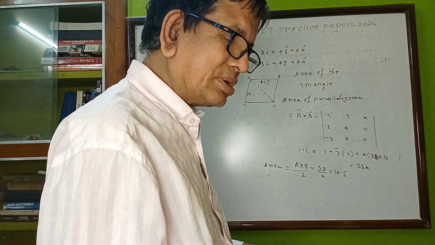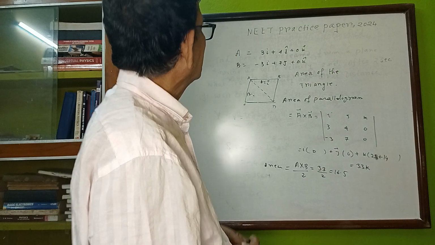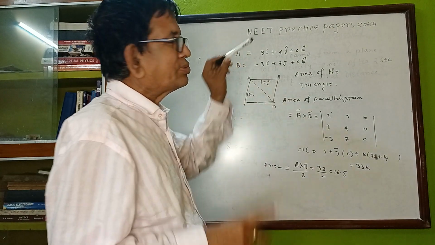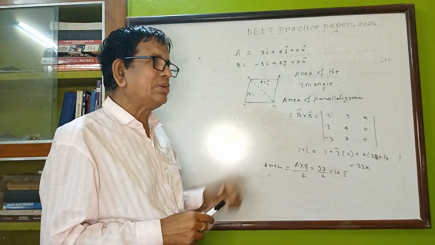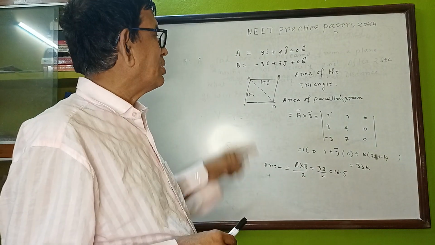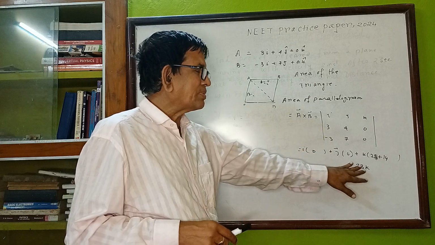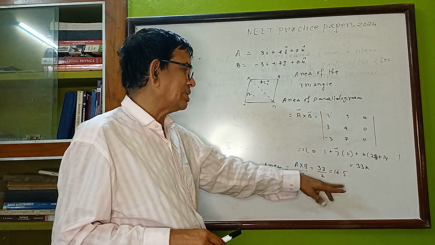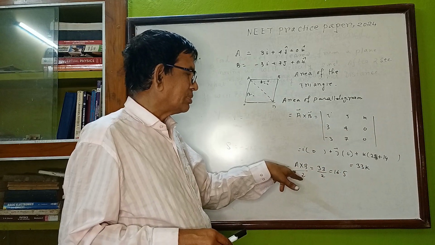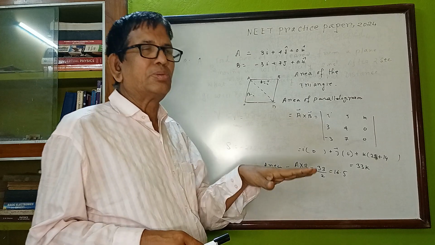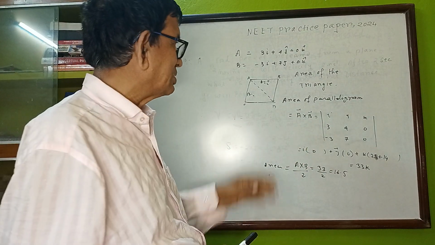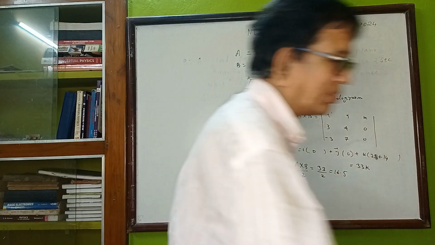That is 16.5. So again I am telling you, if two sides of a parallelogram are given, you can take the cross product, then take its magnitude. Half of this area of the parallelogram will give you the area of the triangle. So you can solve this problem in this way.